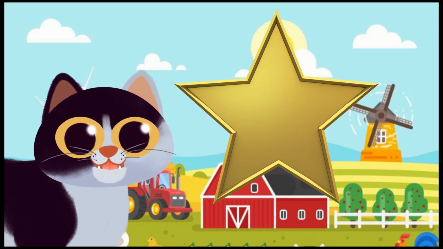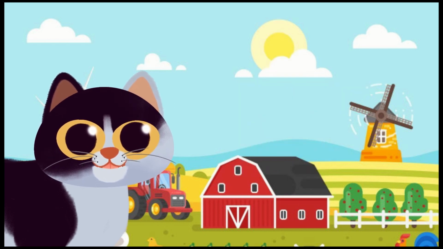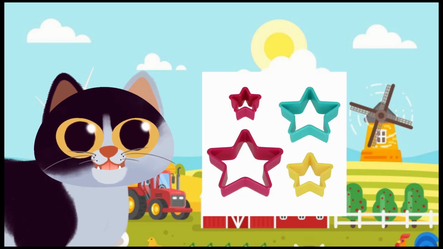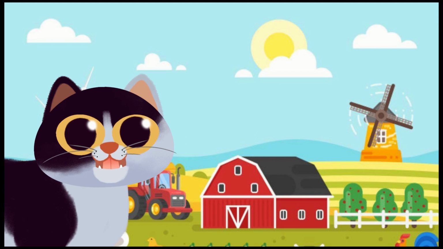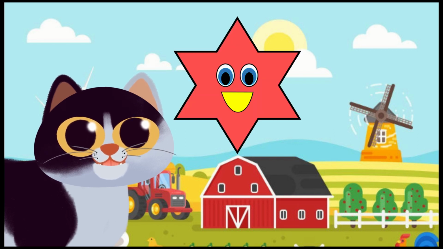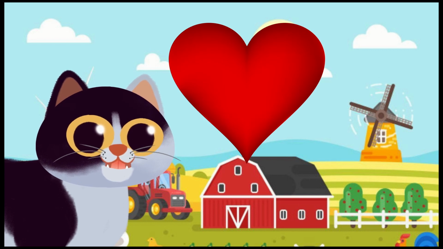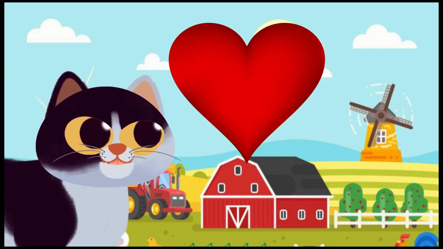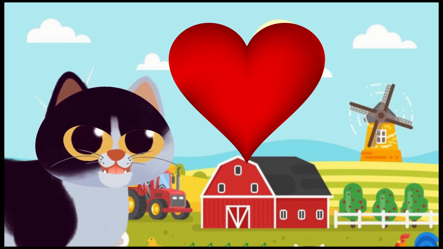A star is a 5-sided shape. The examples of star shapes are a starfish, a star cookie cutter, the Hollywood Walk of Fame, and the symbol Star of David.